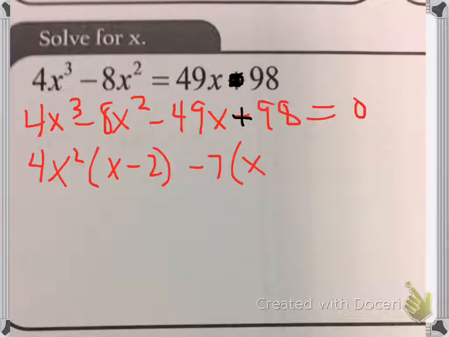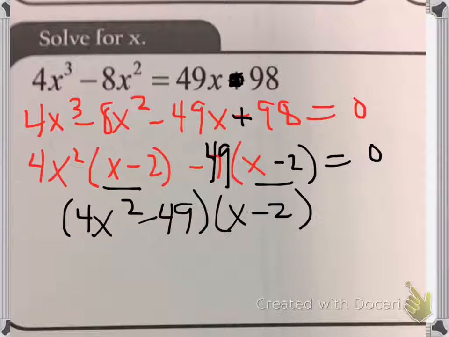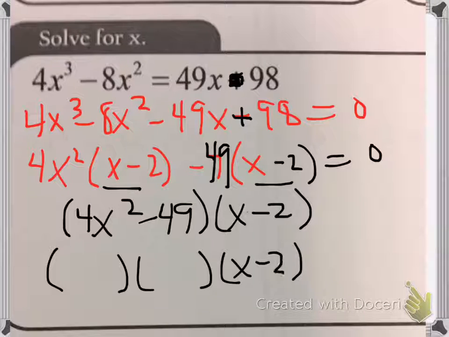So I'm going to factor out the 4x squared here and get x minus 2. And then I'm going to factor out, I'm sorry, I'm factoring out a -49 to get x minus 2. These are the same inside here, so I get to write the 4x squared minus 49 together and the x minus 2 together. And then this 4x squared minus 49 factors one more time because it's a difference of squares. I'm going to have 2x minus 7, 2x plus 7.